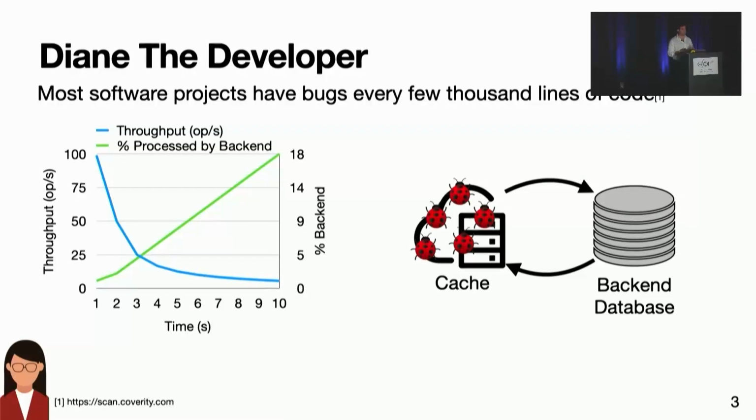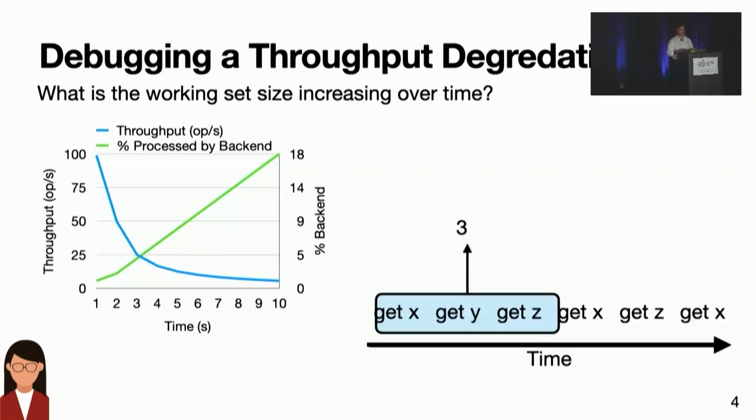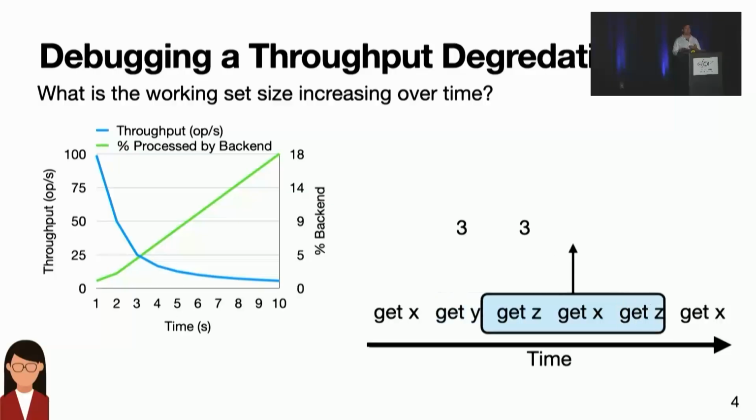And so the first thing Diane wants to do is confirm whether or not there's even a bug here in her deployment. To do this, she'd observe the behavior of her cache during an execution that exhibits the particular bug she's interested in. In particular, she's going to track the number of unique cache items that are accessed within a sliding window of requests, which is also known as the working set size.